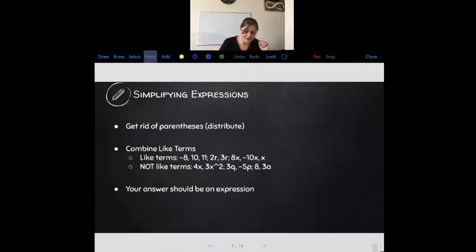Okay. So like terms are -8, 10, and 11. 2r and 3r. 8x, -10x, and x. If you were to add or subtract those terms, you could simplify it to one term. Some things that aren't like terms: 4x and 3x squared. The power of the variable is different there, so they're not like terms. 3q and -5p. The variable is different altogether, so they're not like terms. 8 and 3a, you can't add these together. One has an a and one doesn't. So again, there's a difference of variables. And when you simplify expressions, it should be another expression just a bit smaller.